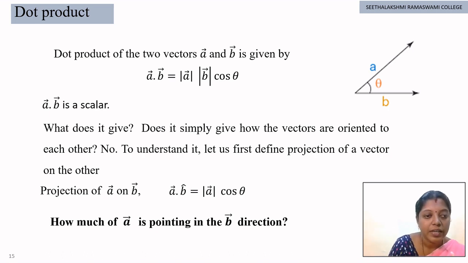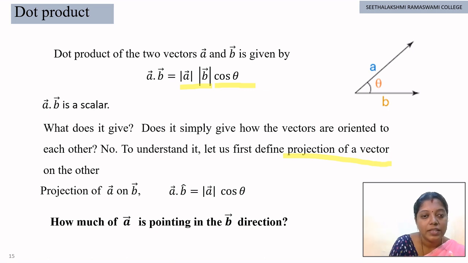Let us see. If you say that the dot product simply measures the orientation of the two vectors, then a dot b should be simply cos theta, but a dot b is not simply cos theta. It is mod a and mod b cos theta. So to understand what a dot product means, I wish you to first learn what the projection of a vector is.